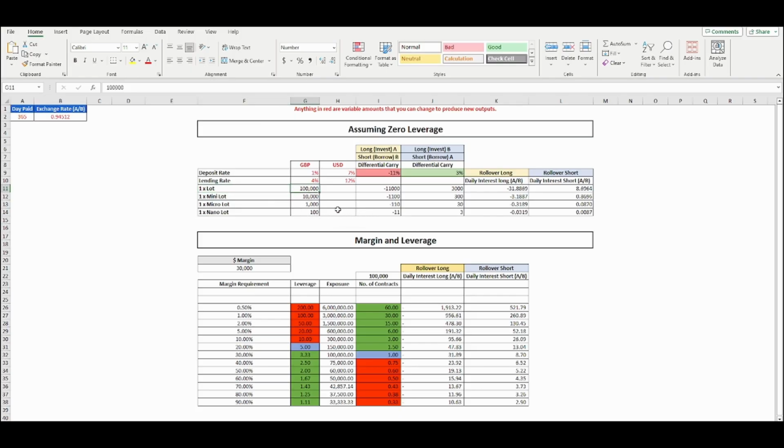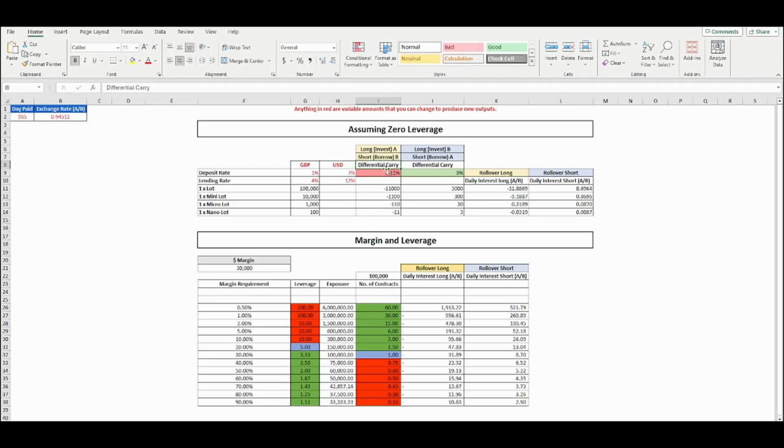Back to actually talking about the deposit and lending rate of this currency pair. In this example, we have the deposit rate of GBP at 1% and the lending rate at 4%. And with USD, we have the deposit rate at 7% and the lending rate at 12%. These will be changed. You will put the deposit and lending rate of whatever currency pair you're trading from the sheet that's given to you by your brokerage platform. So in that example, we've got 1%, 4%, 7%, and 12%.